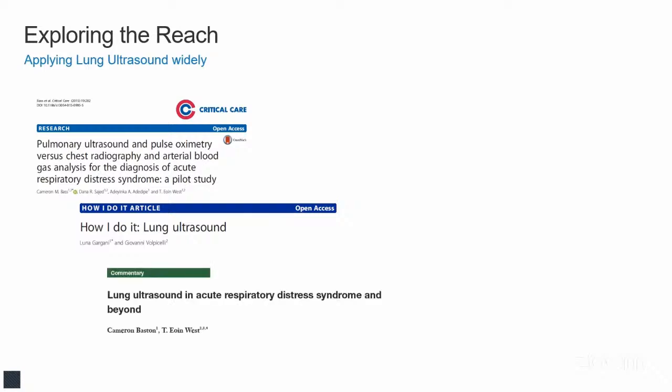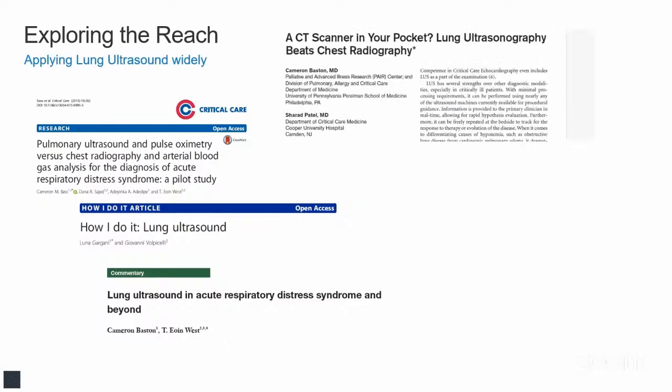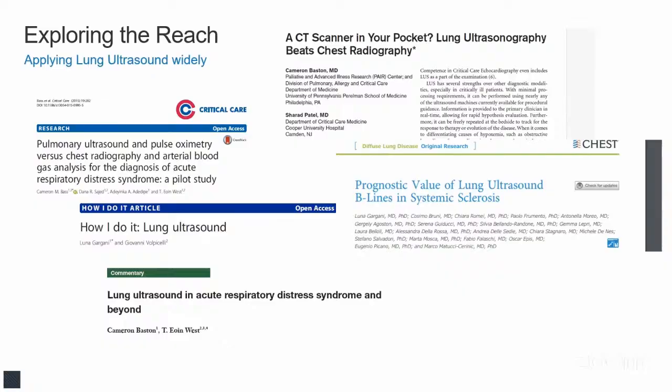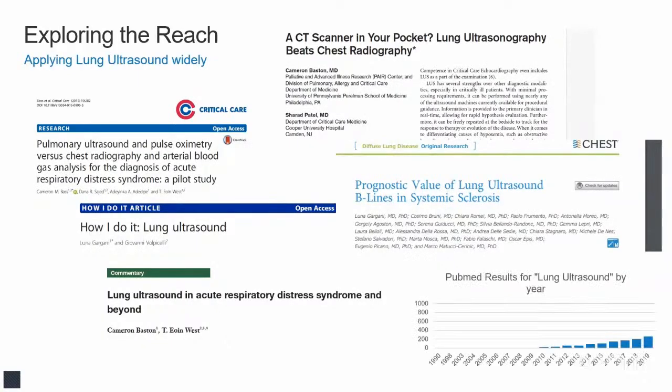And we can get beyond just ARDS and volume overload to start looking at how to apply this widely, to the point that we can think about this as a portable CT scanner instead of thinking about this as a portable chest X-ray. We can apply this in our patients with inflammatory lung disease and think about a rapid way in the clinic to detect the efficacy of immunosuppressive therapies. And this started to grow, and we could see year after year the number of publications looking at applications for lung ultrasound was growing until 2019.